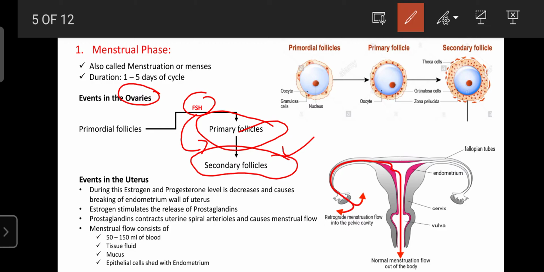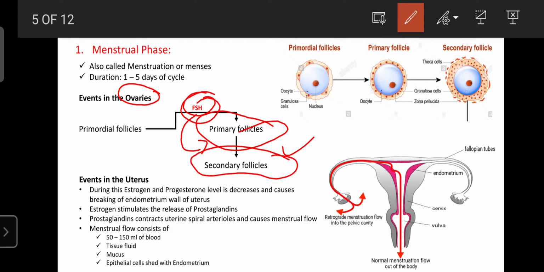So whatever secondary follicles are developed in this cycle or this month, suppose this is July, those secondary follicles developed in July are not responsible for the formation of the ovum, for only one reason: they require more time, more months. That is why they are released in the respective cycle after several months, after several cycles. So these are the changes, where primordial follicles are converted to primary follicles, and primary follicles into secondary follicles, under the influence of the follicle stimulating hormone.